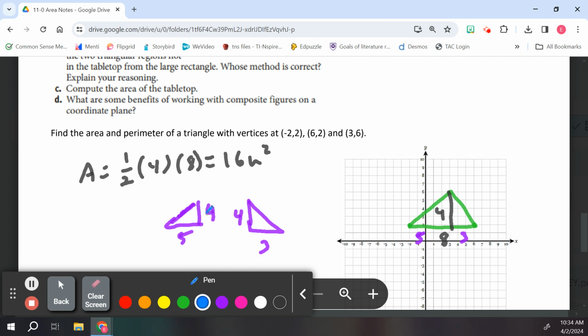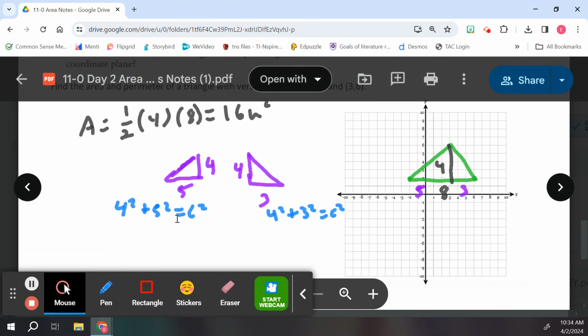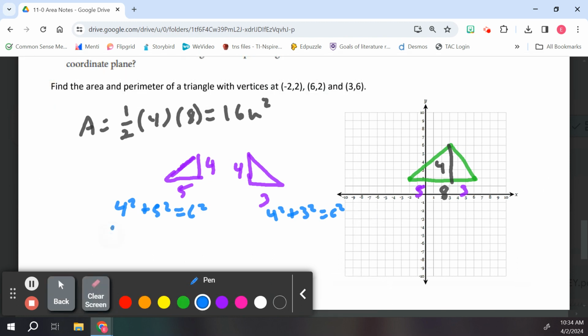So for this one, we're going to have 4 squared plus 5 squared equals c squared. And this one's going to be 4 squared plus 3 squared equals c squared, because we're trying to find those hypotenuses. So here we're left with 16 plus 25. This is 16 plus 9. This adds to 41. This adds to 25.